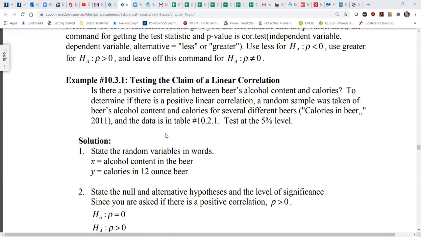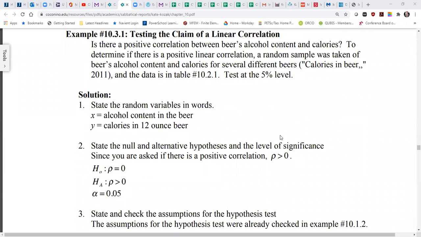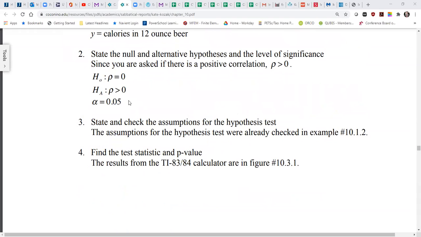And the calorie beer, you need to go back to table 10.2.1. And we try to test with 5% level. Because it's a positive correlation, that means the rho is greater than 0, right? And this is the significance level. And we already know what the assumption of the participants is.